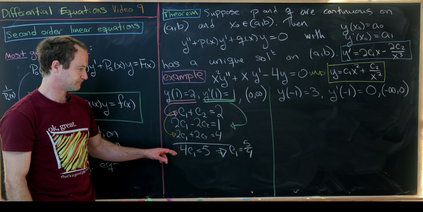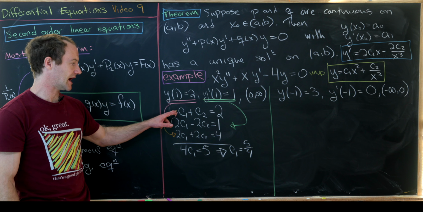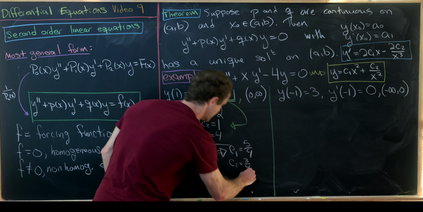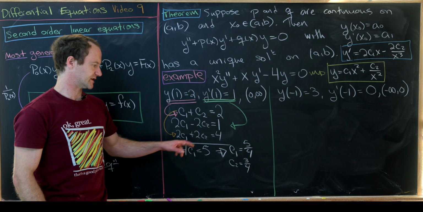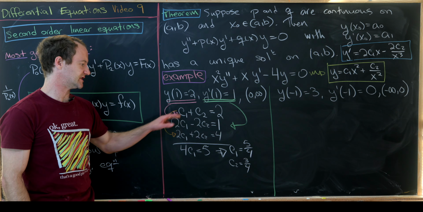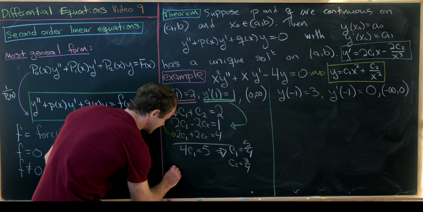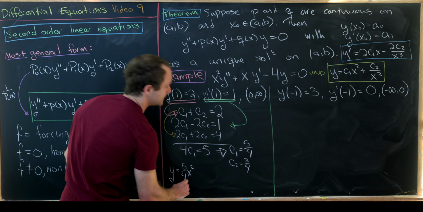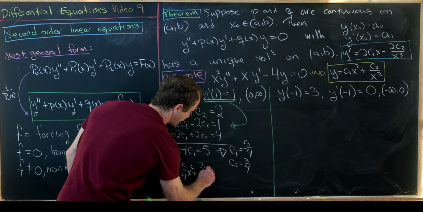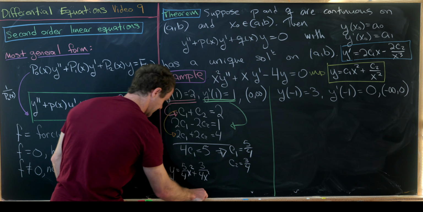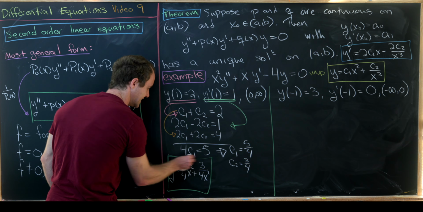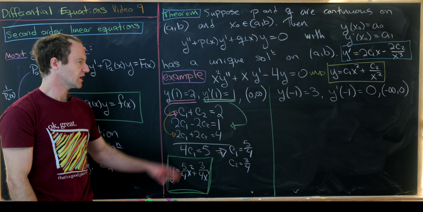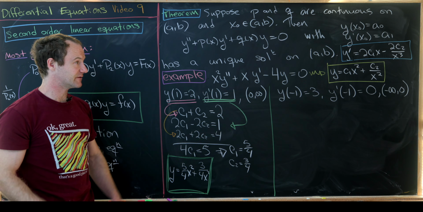Okay, nice. And then from there, I can plug that into either of these, and we'll get that C2 is equal to 3 over 4. Notice that 5 over 4 plus 3 over 4 is 8 over 4, which is 2, so this equation is satisfied. Which means my solution here is 5 over 4x squared, and then plus 3 over 4x squared. So that would be my solution here, and that is a unique solution based off of the theorem that we had before. Okay, so now we can do the same kind of thing over here.